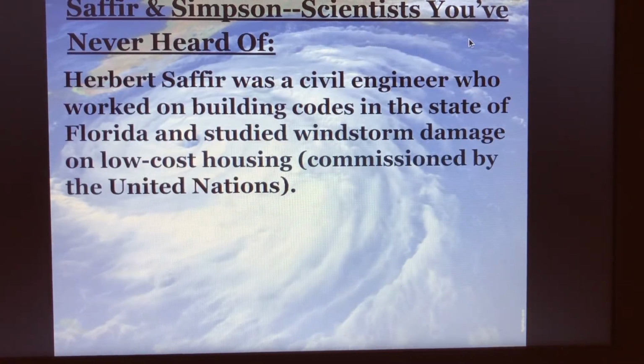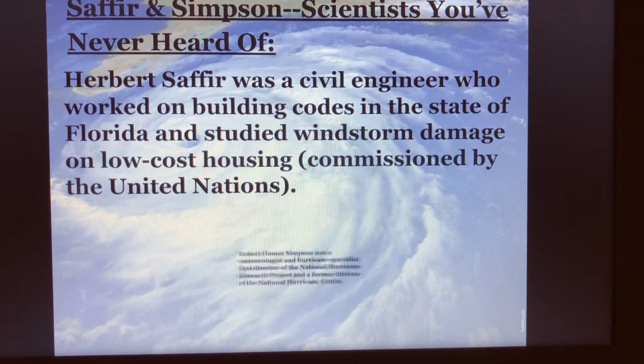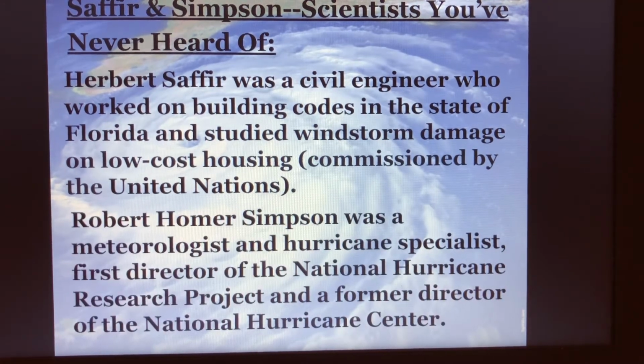So, Saffir and Simpson. There's some scientists you've never heard of. Herbert Saffir was a civil engineer. He worked on building codes in the state of Florida, and he studied windstorm damage for the United Nations. So he knew a lot about damage to structures after a hurricane. His best friend was Robert Simpson. He was a meteorologist and a hurricane specialist. He was the first director of the National Hurricane Project, and he was a director of the National Hurricane Center.